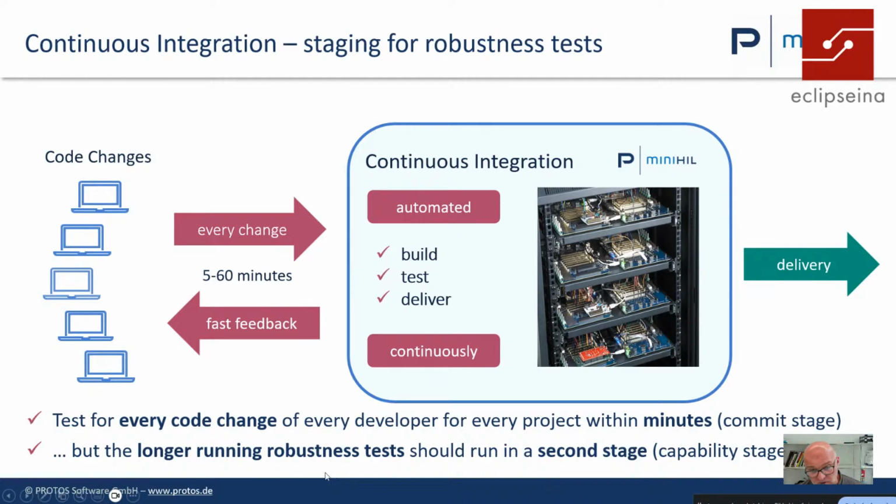And the longer running robustness tests, for example, we could run in a second stage. So on a commit stage, you get an answer after 5 minutes. And then every couple of hours, you start the second stage, the capability stage, to run your robustness tests, iterative tests, or combinatorial tests, which is also possible with the miniHIL.